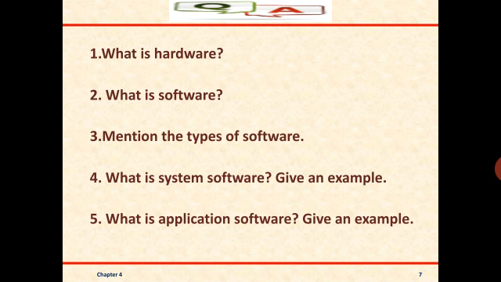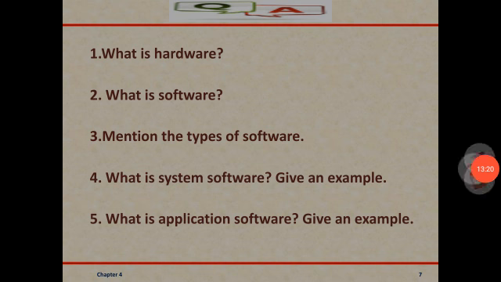So students, you have to remember the types of operating system, types of software and their definitions. For 1 mark the definitions are asked, so these are the few questions you have to remember. Again students, in the next class we will learn what is an operating system and the types of operating system with their examples. Okay, so thank you students.